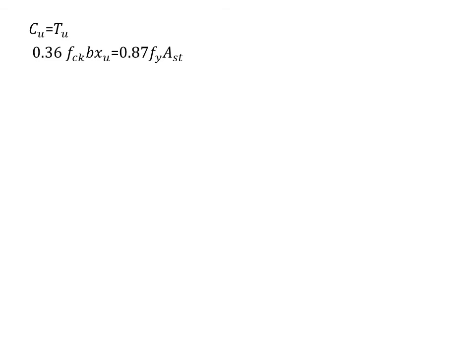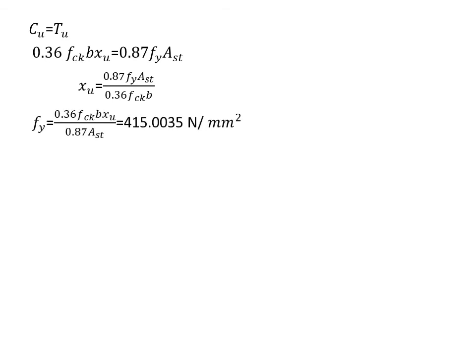This was actually the proof that I mentioned in my previous video. xu is equal to 0.87 fy Ast by 0.36 fck b. We rearrange the equation so that fy comes on the left side and the rest on the right side: fy equals 0.36 fck b xu by 0.87 Ast. It's just a slight variation in the characteristic strength, 415.0035 Newton per mm square.